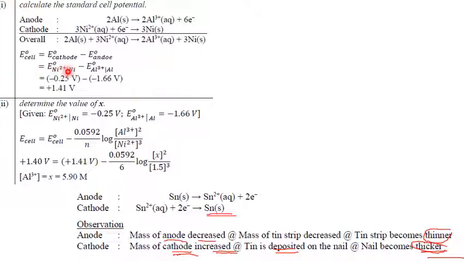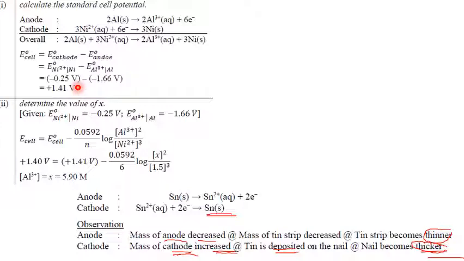So this is the half cell for nickel, this is the half cell for aluminium. Substitute the value, you get the answer, positive 1.41 volt. Remember, the sign is a must and then the unit is a must. If not right, you won't get this 1 mark for the final answer.